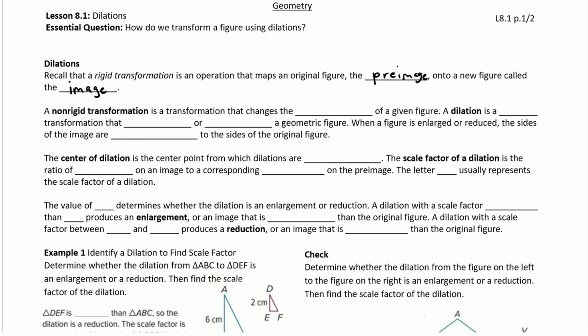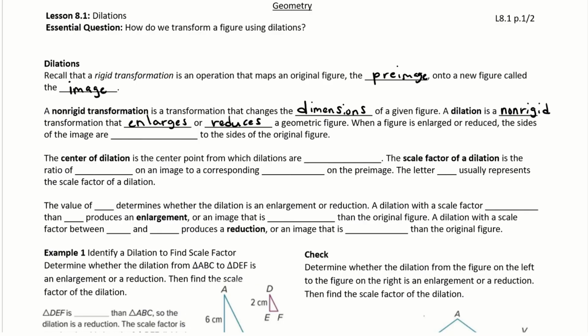Whereas in a non-rigid transformation, that is not necessarily the case. A non-rigid transformation is a transformation that changes the dimensions of a given figure. And a dilation is one such non-rigid transformation. What it does is it enlarges or reduces the geometric figure.